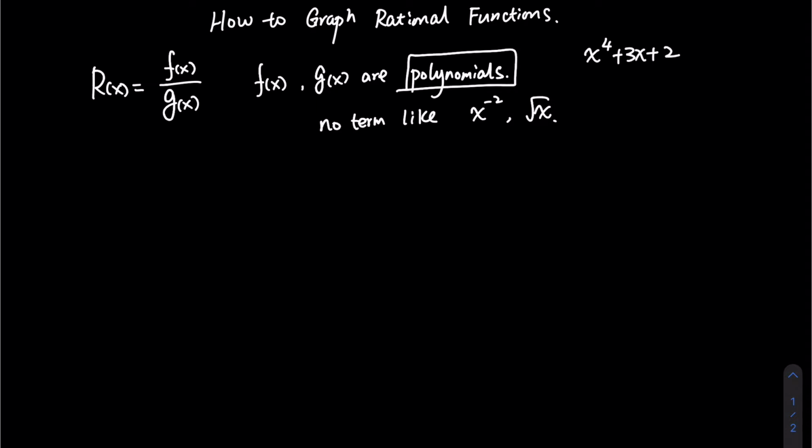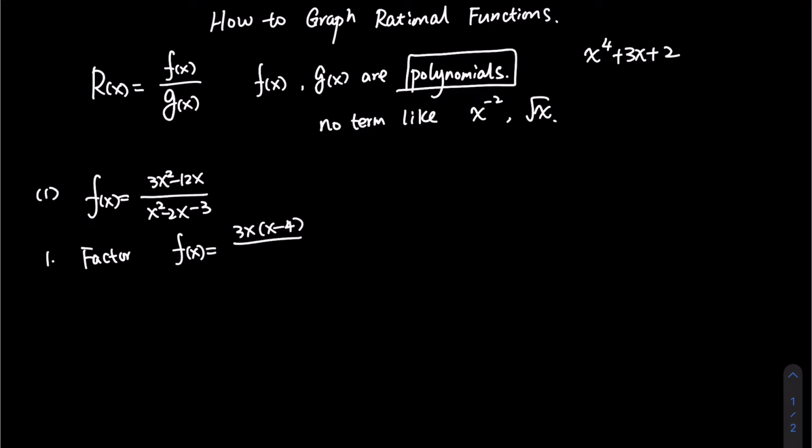So there are three types of rational function we have to be able to graph. First, just a regular one, f of x equals 3x squared minus 12x over x squared minus 2x minus 3. When we graph rational functions, the first step is always factor. So f of x equals 3x, x minus 4 over x minus 3, x plus 1. We are going to find all the useful information.